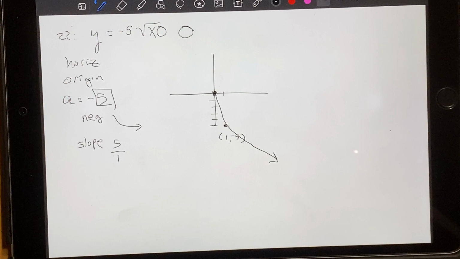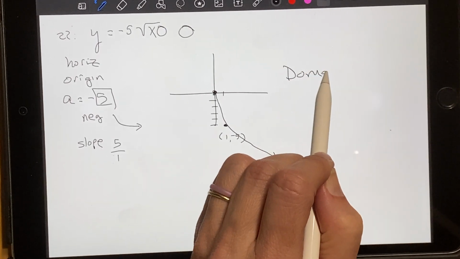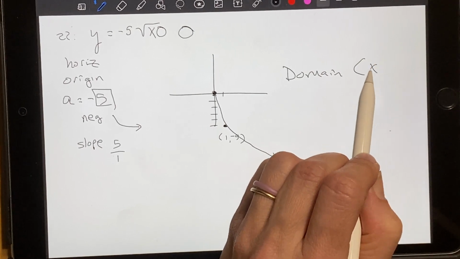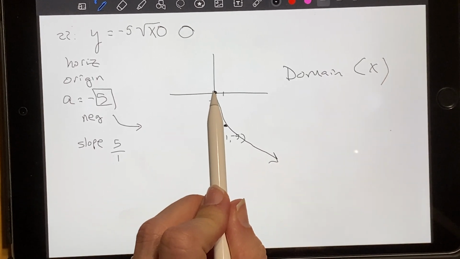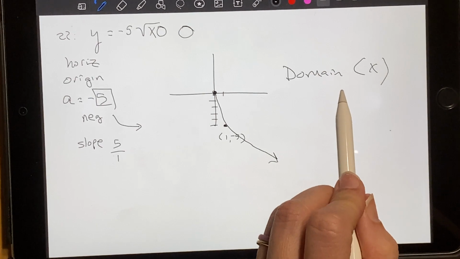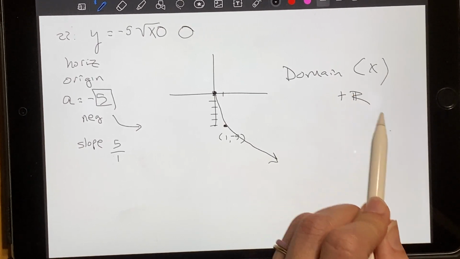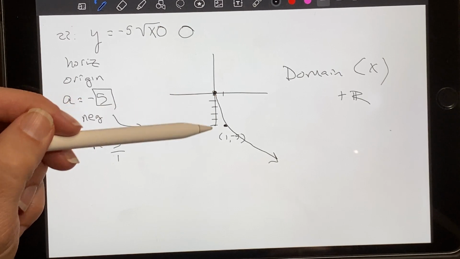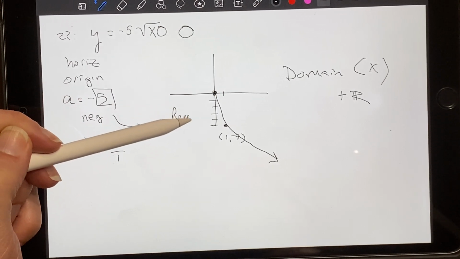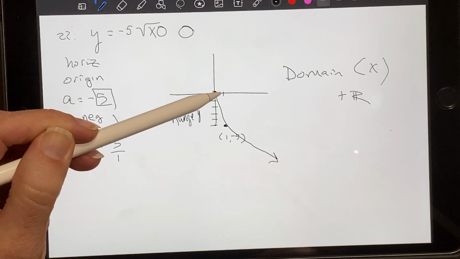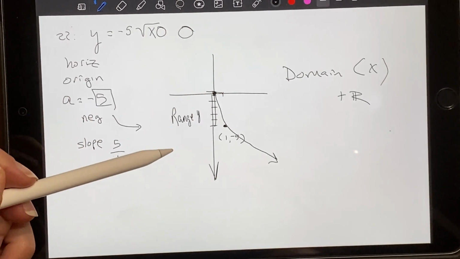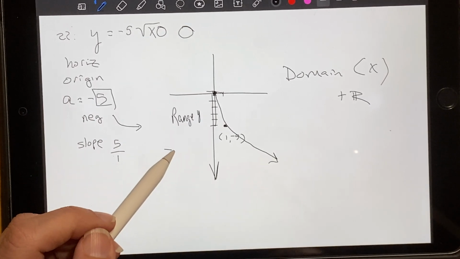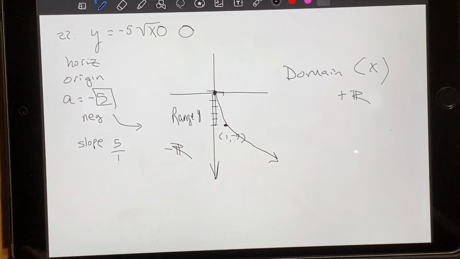And if I was going to ask what is the domain and the range, remember, our domain are our x values. So I'm using all positive x values. So they would be positive real numbers. Okay. When I'm looking at my range, that is the y values, and I'm using only negative y values. So I'm using negative real numbers for my range.